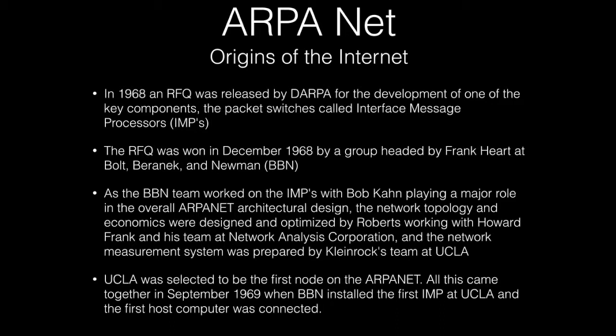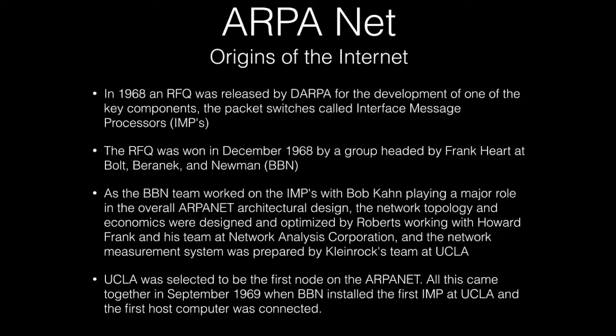The RFQ was won by a group known as BBN, Bolt, Beranek and Newman, out of Boston, headed by a guy named Frank Heart. The BBN team worked on these Interface Message Processor designs with Bob Kahn. Essentially, they created the architecture of the ARPANET, the network topology, if you will, and also the economics that were designed and optimized by Roberts, working with Frank and his team at something called the Network Analysis Corporation, and the team at UCLA with Kleinrock. We spoke about him earlier.